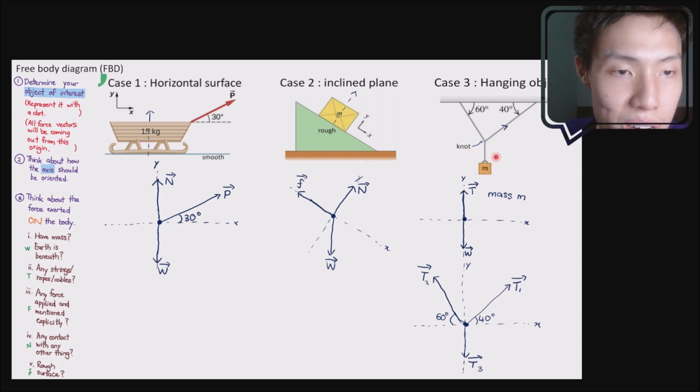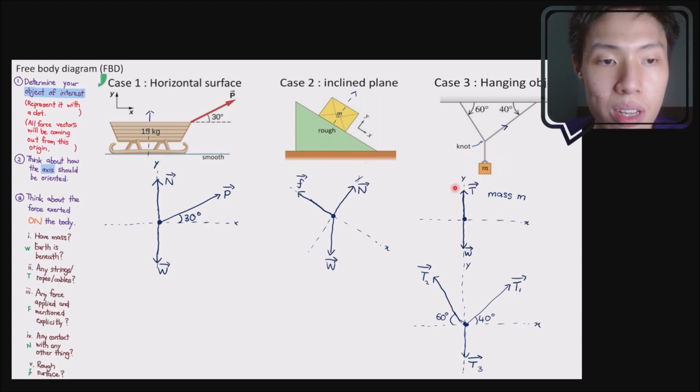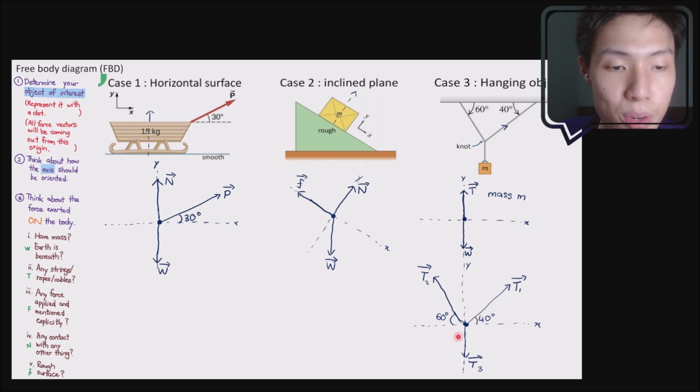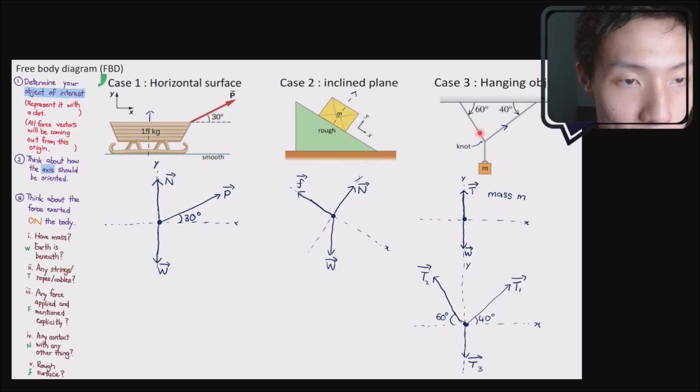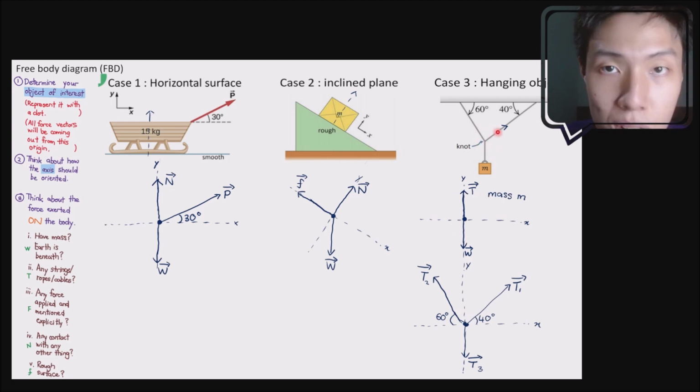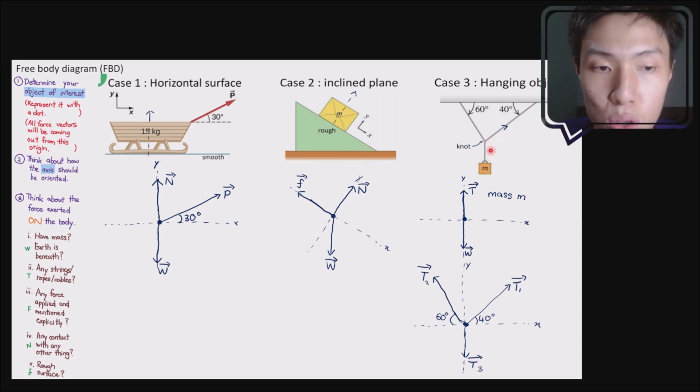Means, right, only look around the mass only. Then you are able to draw a free body diagram for the mass. If you are drawing the free body diagram for the knot, then you only look at what happens around the knot only. You don't look at the whole situation. And you draw your free body diagram based on what you see right around the object itself.